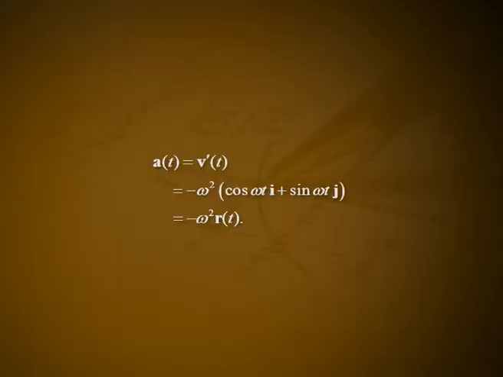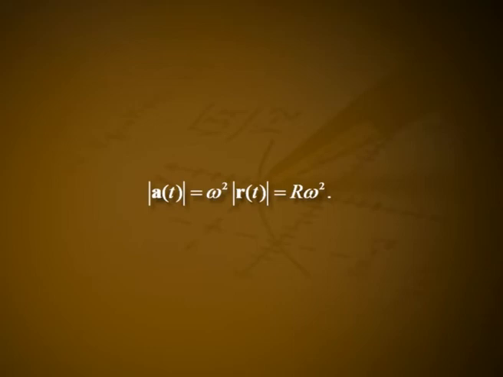The acceleration vector is A of t equal to v dash of t, which is equal to minus omega square r into cos omega t i plus sin omega t j, which is equal to minus omega square vector r of t, with magnitude modulus of A of t equal to omega square into modulus of vector r of t, which is equal to r omega square. Since r and omega are constants, this implies that there is an acceleration of constant magnitude r omega square towards the origin due to the negative sign.